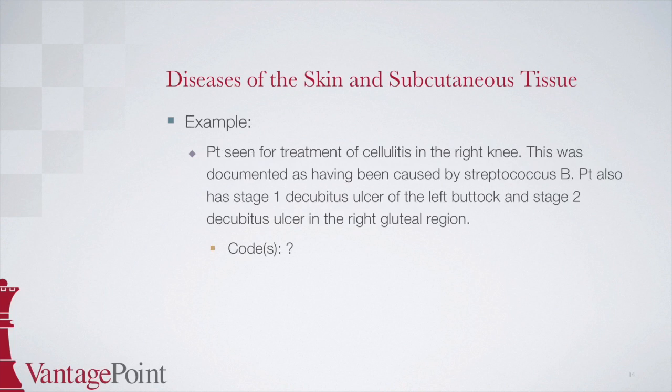For the next example, the patient was seen for treatment of cellulitis in the right knee. This was documented as having been caused by Streptococcus B. Patient also has stage 1 decubitus ulcer of the left buttock and stage 2 decubitus ulcer in the right gluteal region. How would you code this?